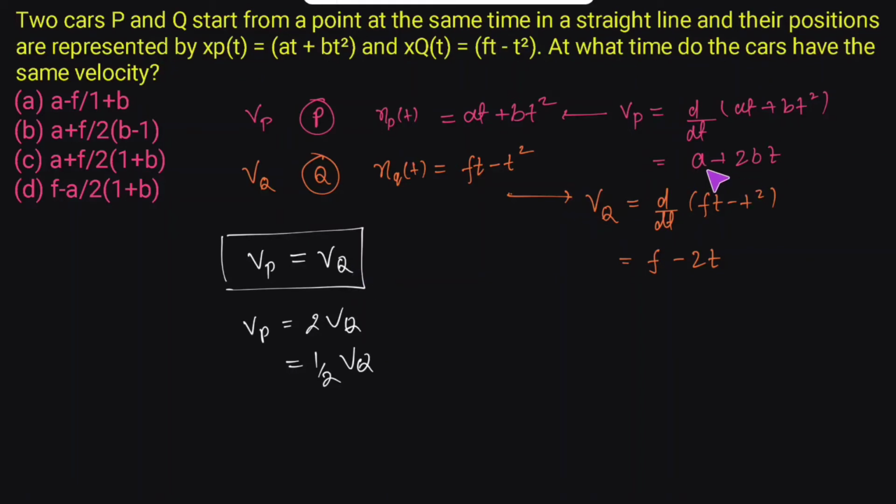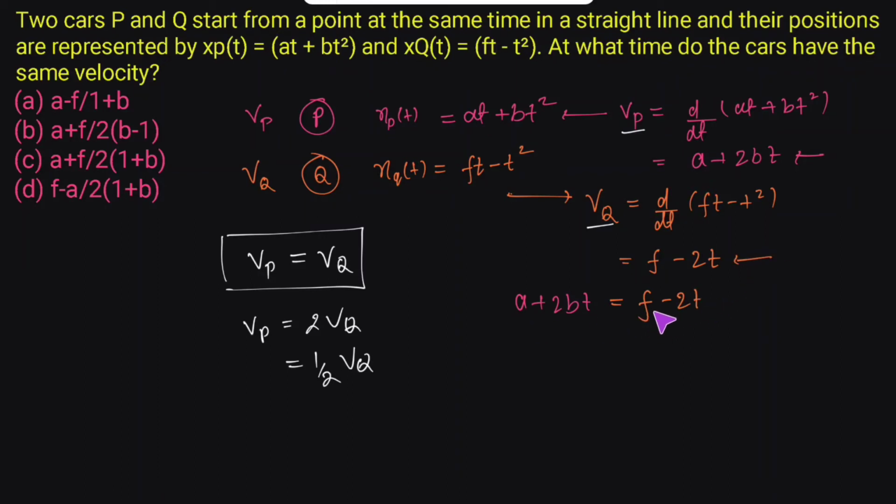So what we will do, we will simply equate the equations of Vp and Vq, and then we will find the value of t. So Vp is equal to Vq. We can write the Vp as a plus 2bt. This is representing the Vp, and this will be equal to Vq. Vq is f minus 2t, this equation.